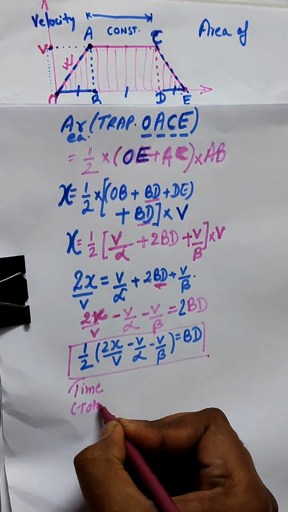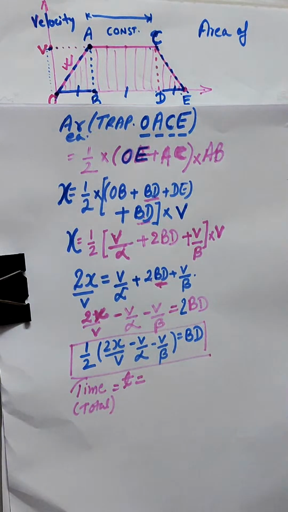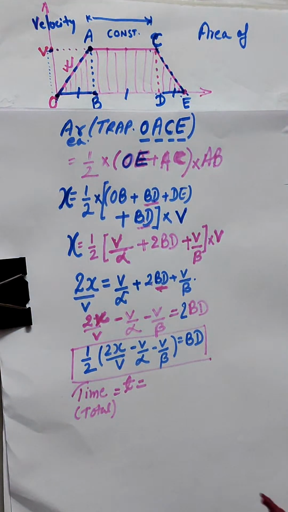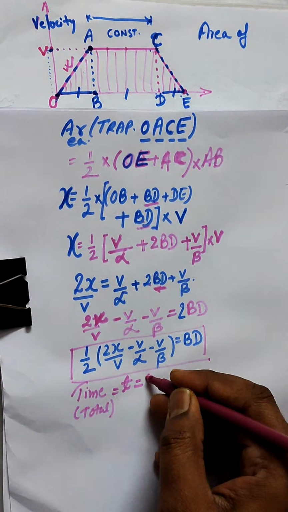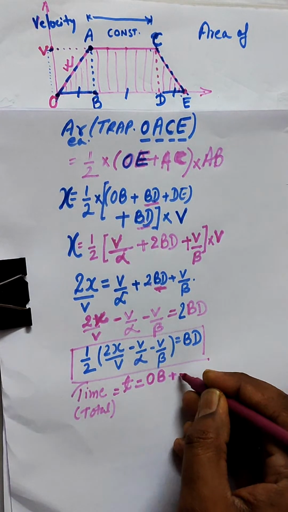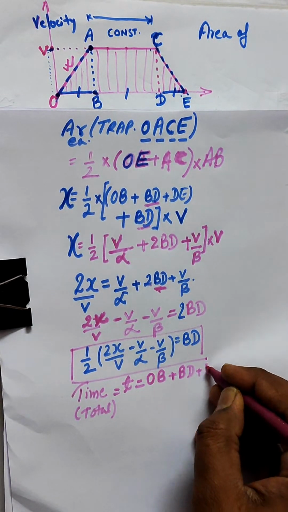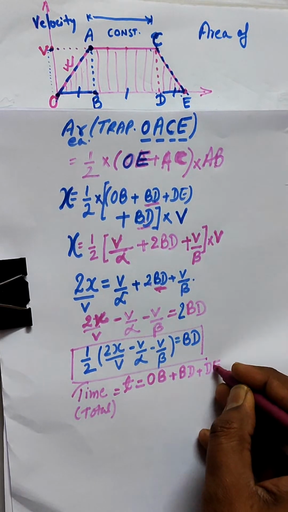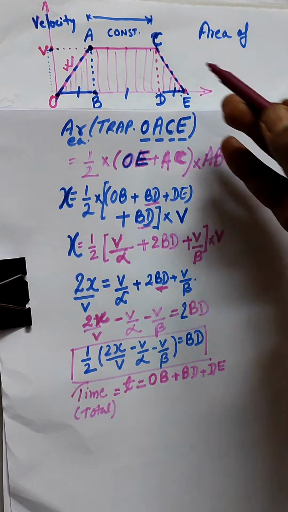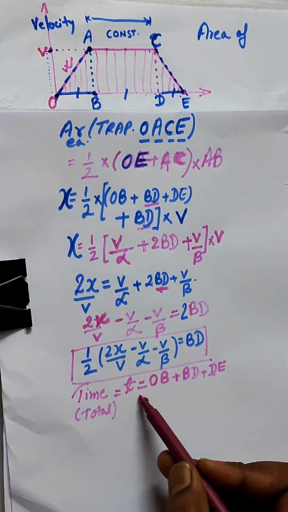Total time is given by T is equal to what? OB plus BD plus DE, right? Because all these three values will add up to give you the value of total time: O to B, B to D and D to E, right?